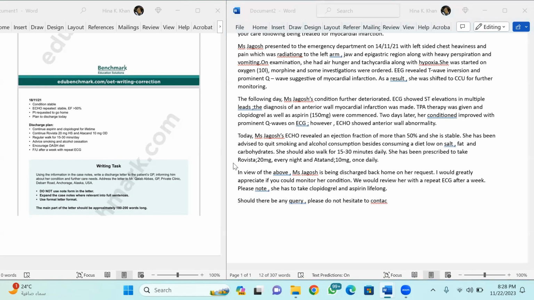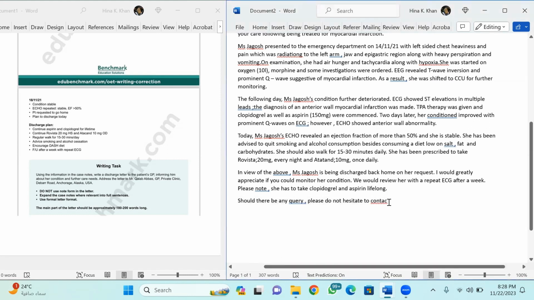So now I've written in view of the above that Ms. Jagosh is being discharged back home on her request. I would greatly appreciate it if you could monitor her condition, because that's the request I'm going to make to the GP, and we would review her, because the follow-up visit is after a week with a repeat ECG.